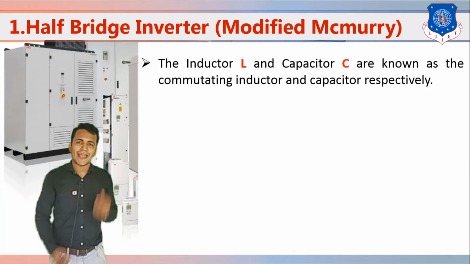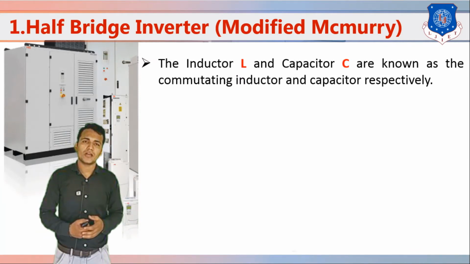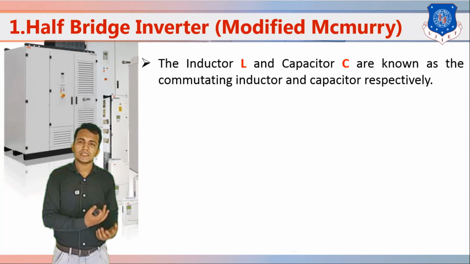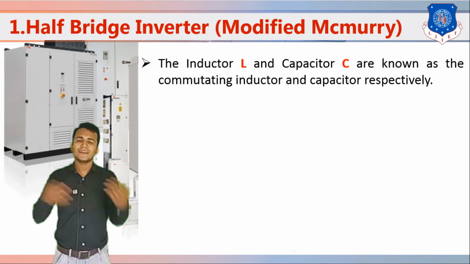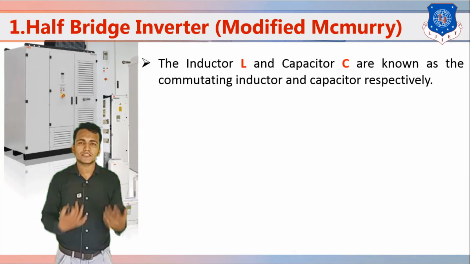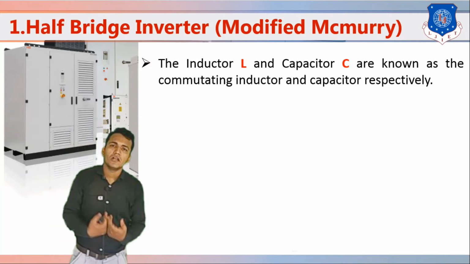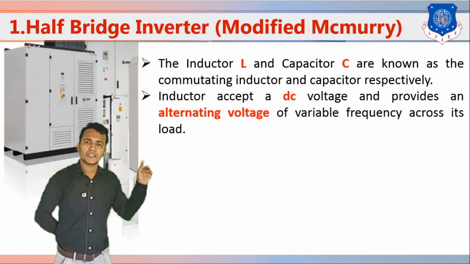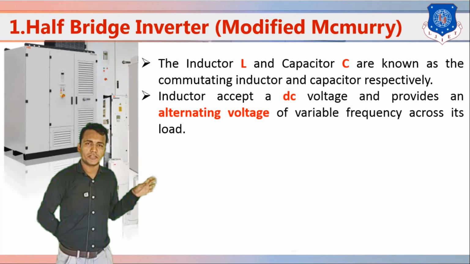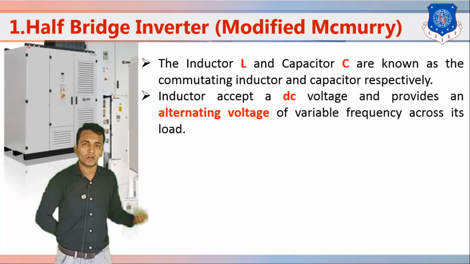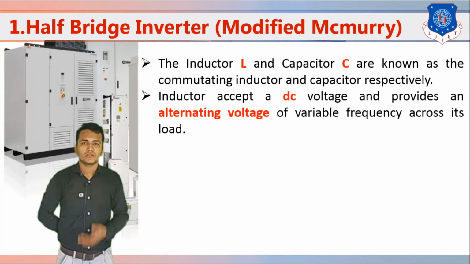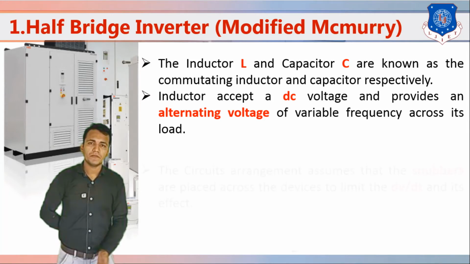Here, the inductor L and capacitor C are known as the commutating inductor and capacitor respectively. Because the inductor and capacitor are used to turn on and turn off the thyristor, that's why we call them the commutating inductor and capacitor. Then the inverter accepts a DC voltage and provides alternating voltage of variable frequency across its load. So that is the function of an inverter.